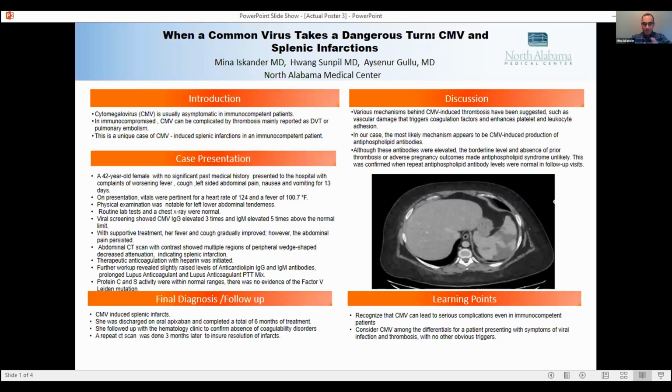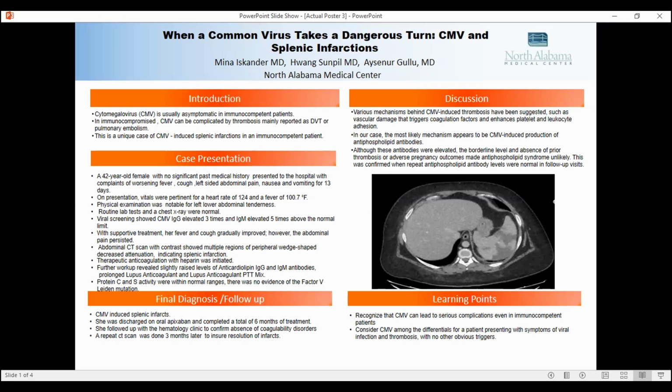So she presented with the chief complaints of cough, fever, abdominal pain, and vomiting for around 10 days. On presentation, she had a low-grade fever. Physical exam was notable for left-sided abdominal pain. Basic labs, including the CBC and the BMP, were normal. Chest X-ray also was unremarkable.